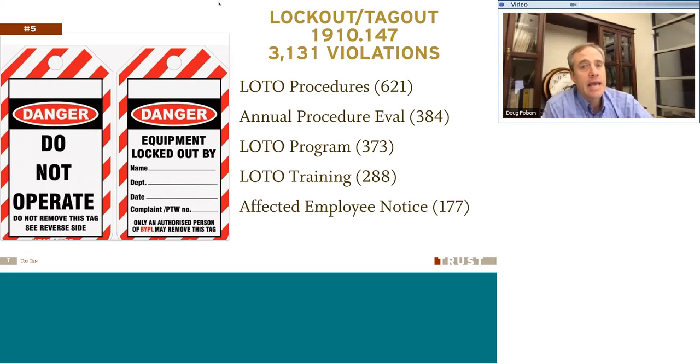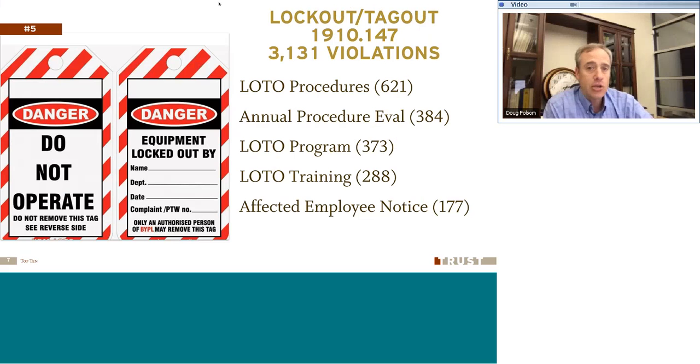Number 5 is the lockout tagout program. So we have about 3,000 violations on lockout tagout. Number 1 within that would be not having lockout tagout procedures identified for various pieces of equipment or processes within your operations. So that's something you need to make sure you do ahead of time, is look at your different equipment that may require a lockout at some point during maintenance, and make sure that you have the procedures for the lockout tagout on that specific piece of equipment identified ahead of time.